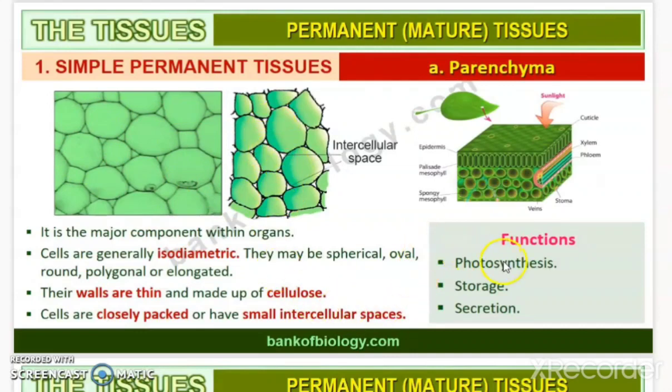And what are the functions? They carry out photosynthesis, storage and secretion. So how are they helping in photosynthesis? There are chloroplasts present in some of the parenchyma cells, which help in carrying out photosynthesis. Storage: it helps in storage of food, water and other necessary things for the plants. And secretion: it helps in secretion of certain substances like gums, resins and all those things. Okay, so this is about parenchyma.